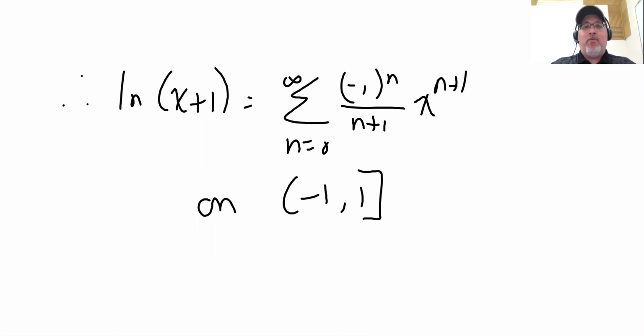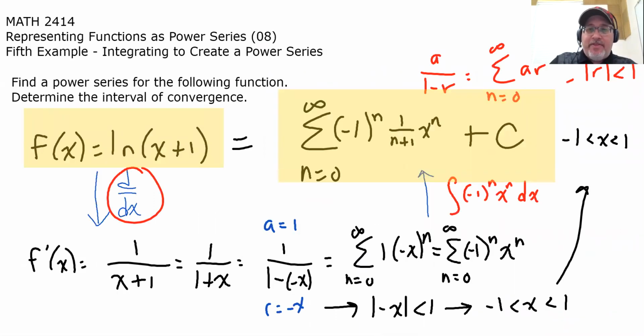So here's an example of where we picked up convergence at x equals 1 when we integrated. Before we integrated, at the bottom, we had this series, which did not converge at x equals 1.